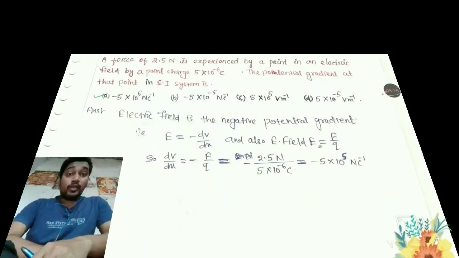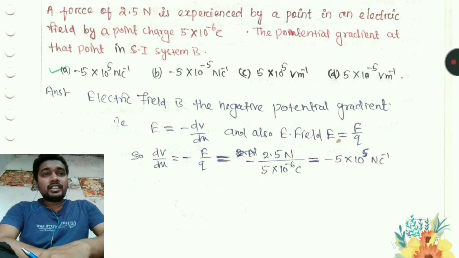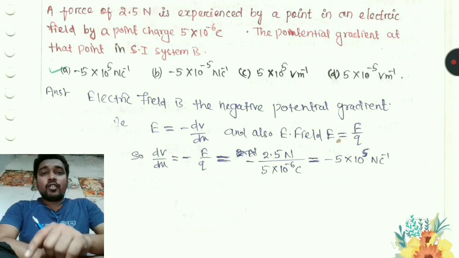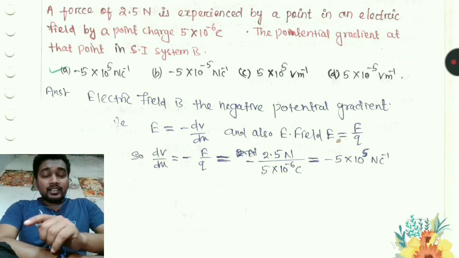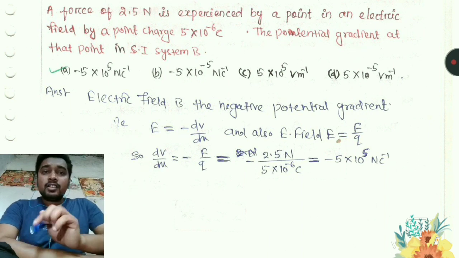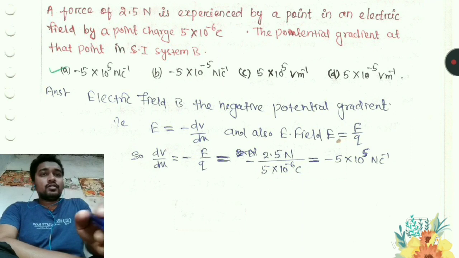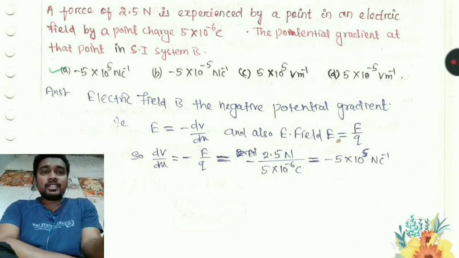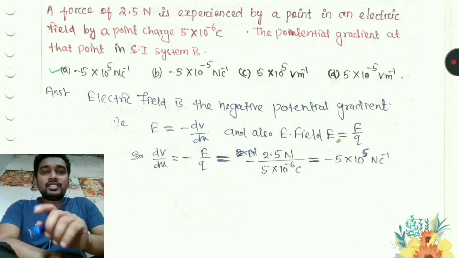Question is from potential gradient. We know that electric field is negative potential gradient. When a gradient will come, then we must differentiate the quantity with respect to the distance, or with respect to the area, or with respect to the volume. So electric field is the negative potential gradient, that is E equal to minus dV by dx.